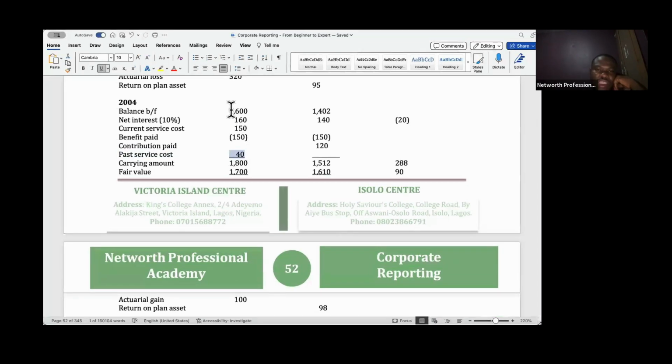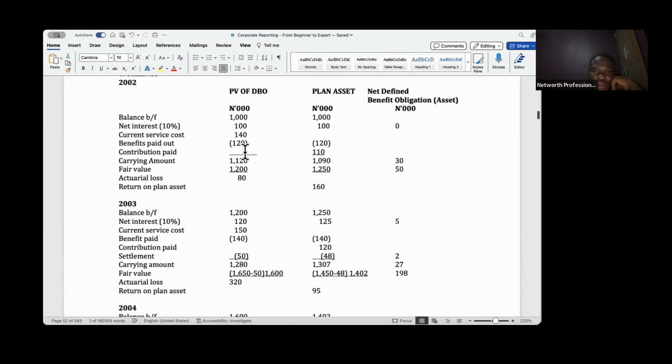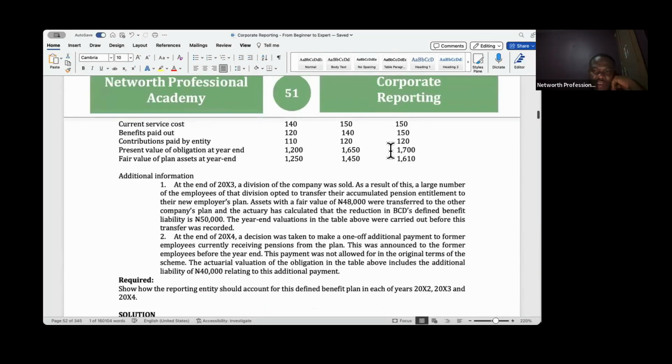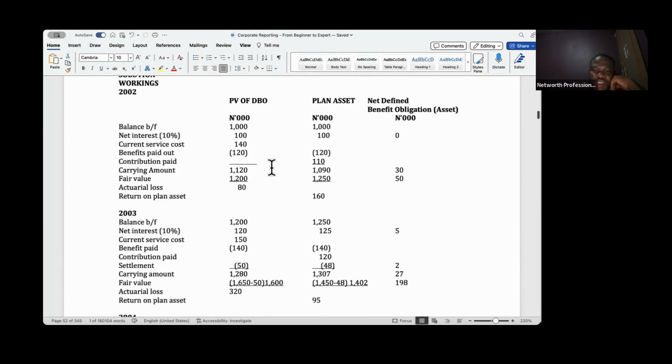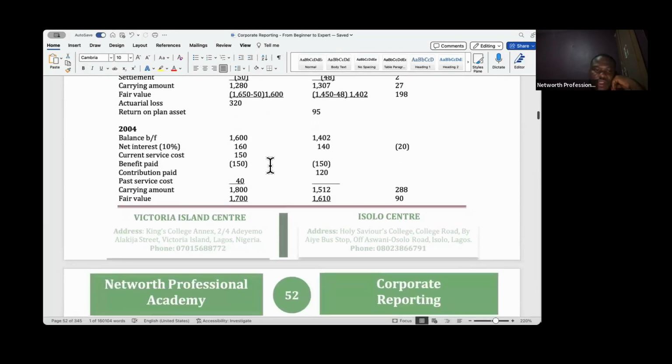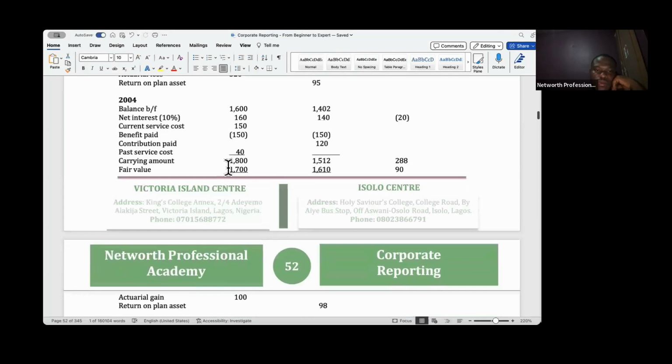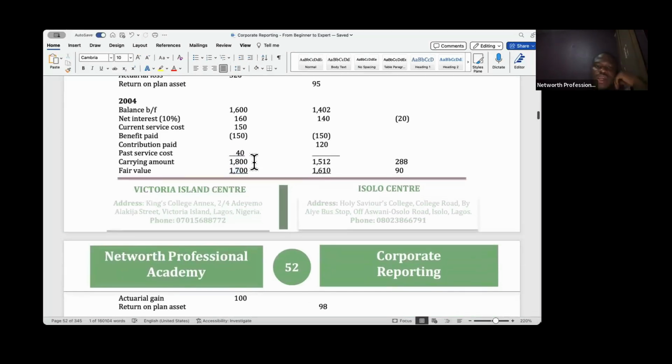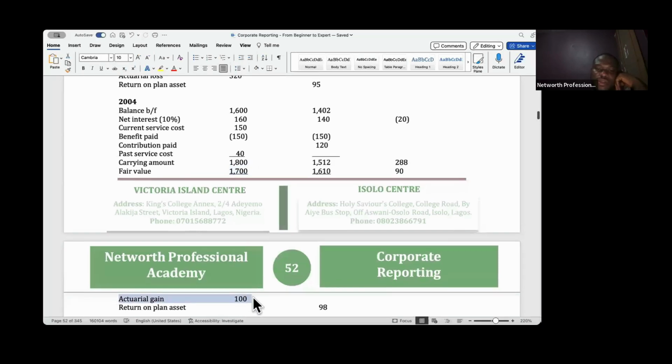When I accumulate these entire figures under obligation, this 16 plus 160 and all of that, I have my book value to be 18. But the actuary gave me 17 as my obligation, which is lower than my book value, which is good for me. I'm saying my obligation is 18. The actuary said that you are not owing up to that. What you are owing is 17. So I quickly put this one as a gain in my OCI.